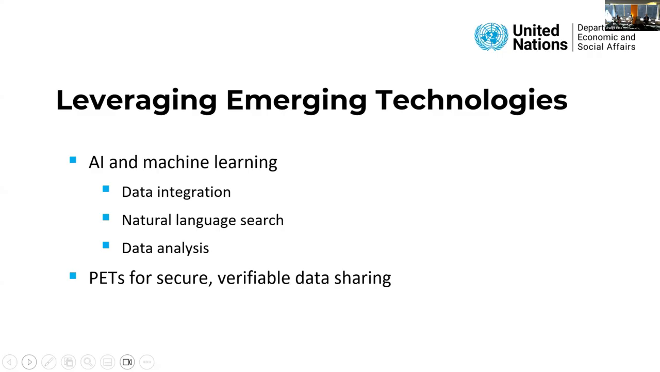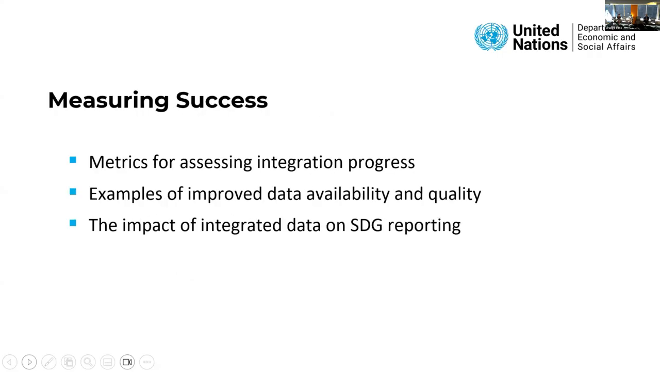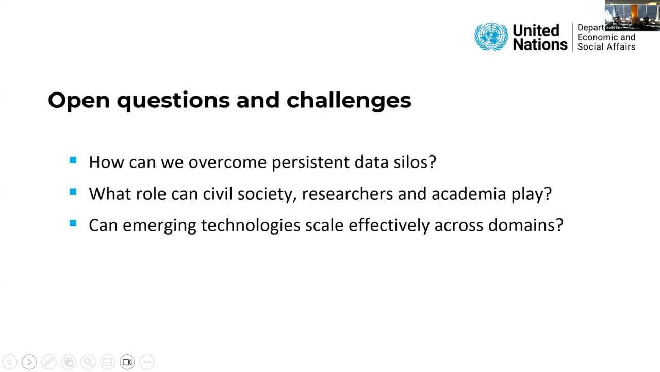Louis, I think I'm running out of time, so I will just go to some final open questions. How do we overcome data silos? What's the role of civil society, research, and academia in linking all these different standards? And how can we use these emerging technologies to scale and be able to build those links more effectively and at speed? Thank you.